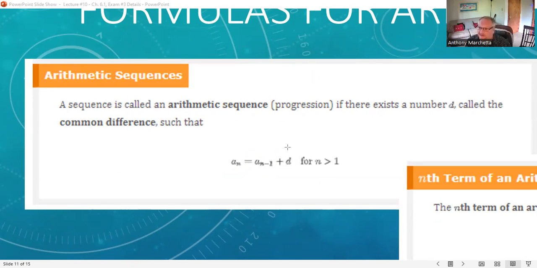This term is the last term plus the difference. That's what we're saying here, right? So that's the definition of an arithmetic sequence, and that it has a common difference.